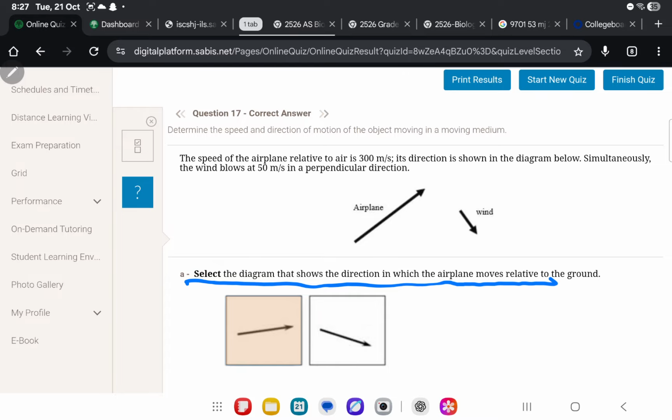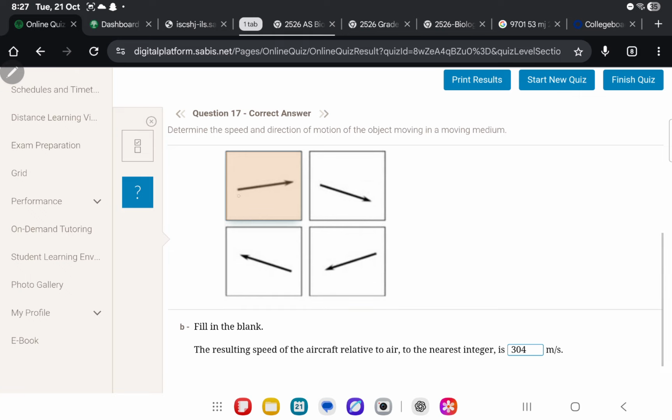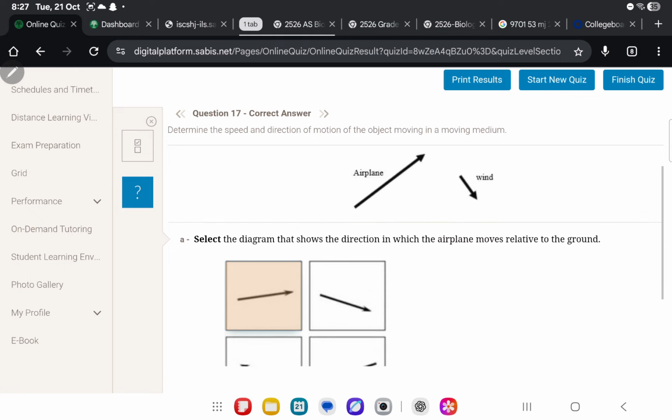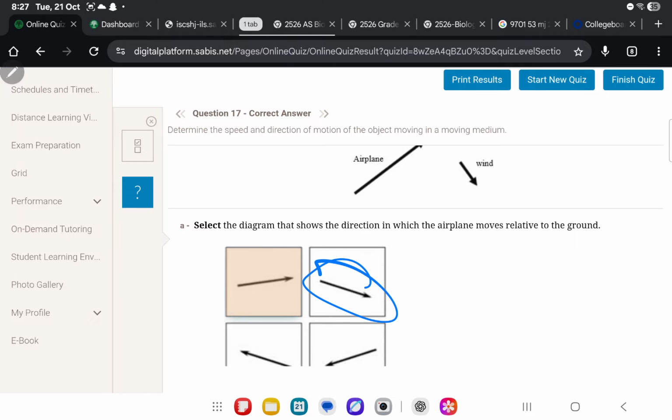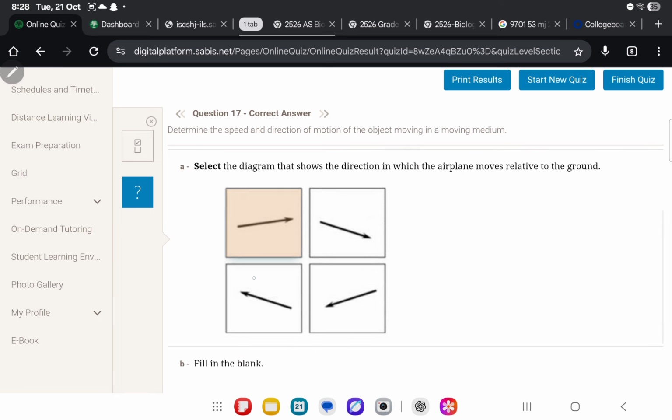So this will cause a drift, right? It will cause a drift, but obviously not a drift this big. The wind isn't that big relative to this plane. It's not going to push it that much down. It's only going to push it very, very slightly, right? And it's certainly not big enough to change direction. So these both are wrong.